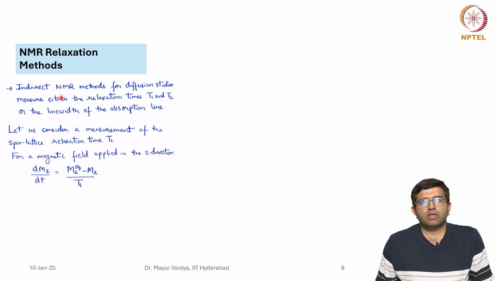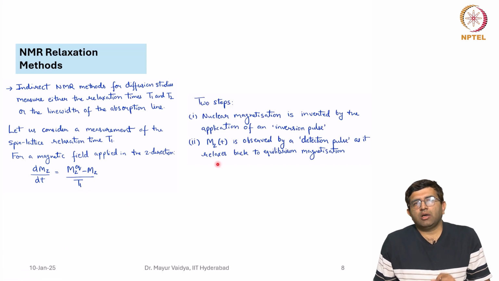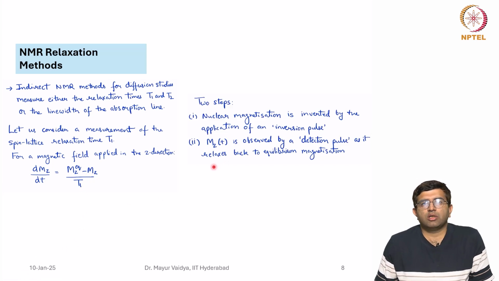Now, when we want to consider the indirect measurements, let us first try to consider the measurement of the spin lattice relaxation time T1. So, if a magnetic field is applied in the z direction, then you have dMz by dt is equal to Mz equilibrium minus Mz by T1. So, typically this determination involves two steps. One, the nuclear magnetization is inverted by the application of an inversion pulse, and then Mz(t) is observed by a detection pulse as it relaxes back to equilibrium magnetization.